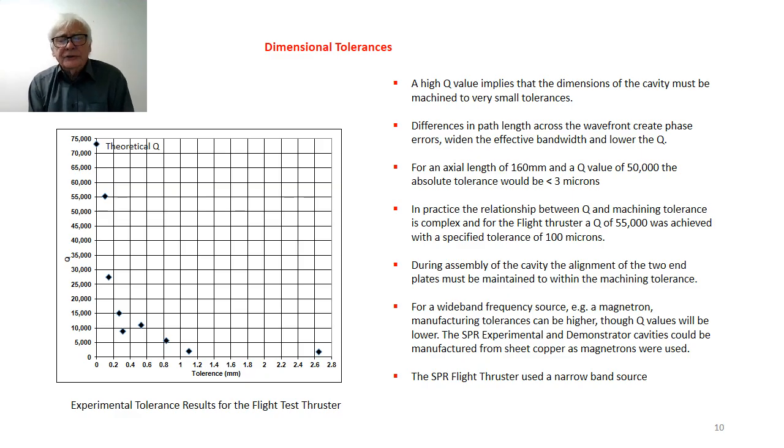And certainly if you want to go higher than that, you have to use a narrowband source and high tolerances, or sorry, low machining tolerances when you manufacture the cavity. And this was in fact how we produced the SPR flight thruster. And the results you see in that graph are actually measured results from our flight thruster.